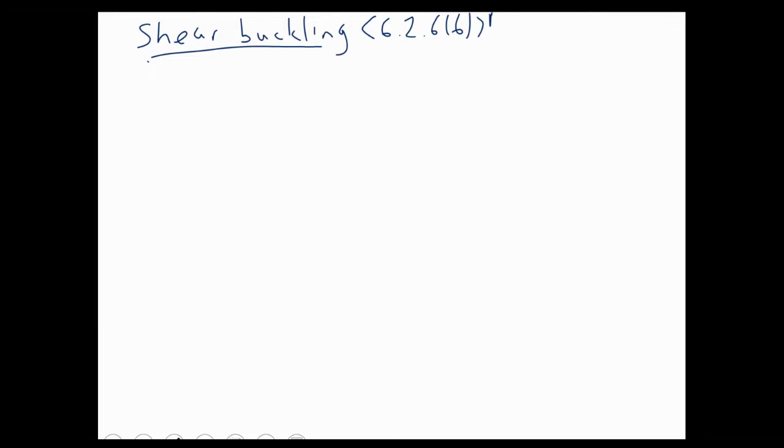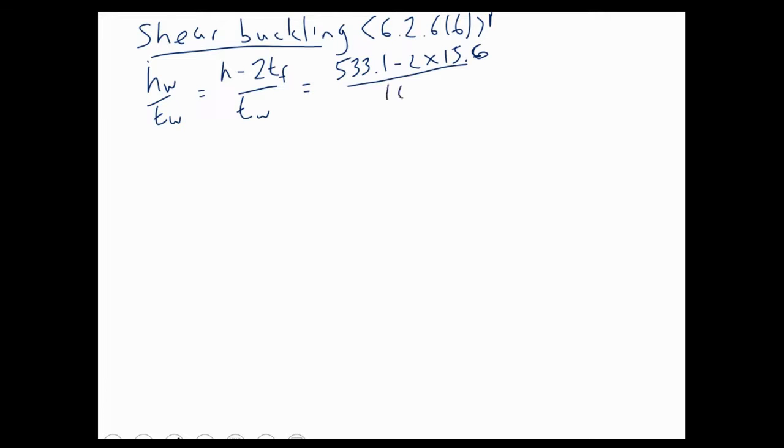We have to check that HW over the thickness of the web, the height of the web divided by the thickness of the web, which is equal to the height minus twice the thickness of the flange all over the thickness of the web. The height of this section is 533.1 minus twice the thickness of the flange, which is 15.6, all over the thickness of the web, which is 10.1. So that's 501.9 divided by 10.1, which is 49.7.